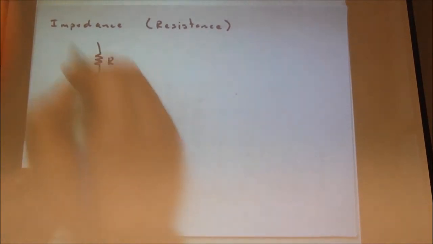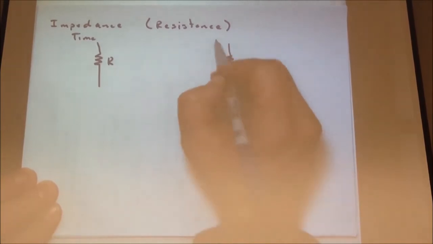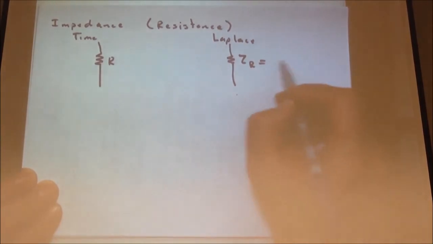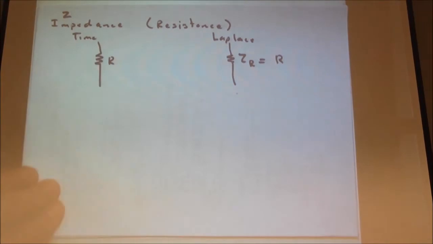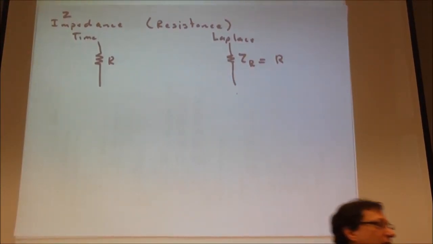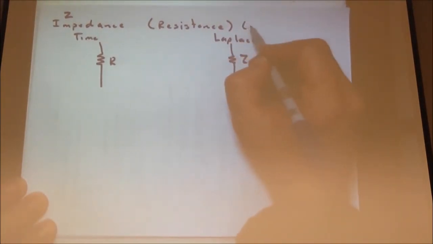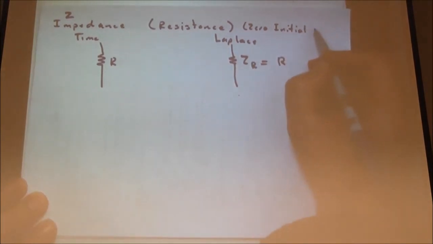well, in the time domain, a resistor is still a resistor in the Laplace domain. So Z_R, Z is impedance, equals R. So Z is used for impedance. So you'll see me use that a lot. And right now I'm going to add a little caveat. Right now I'm going to say 0 initial conditions. We'll come back to non-zero initial conditions in just a moment.